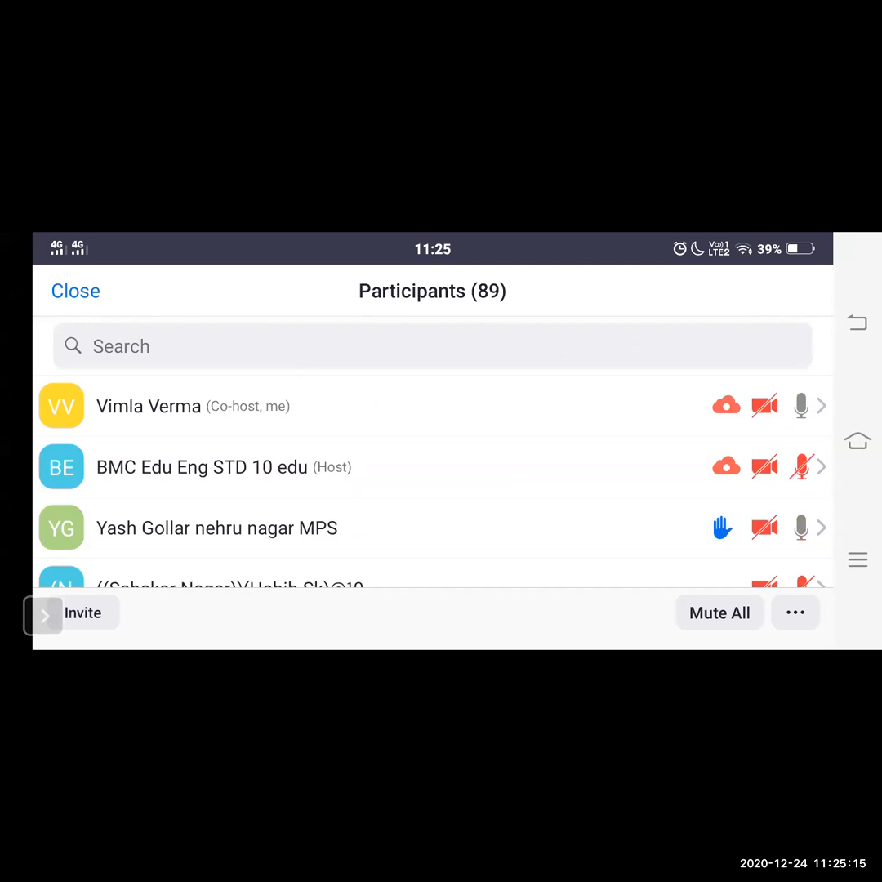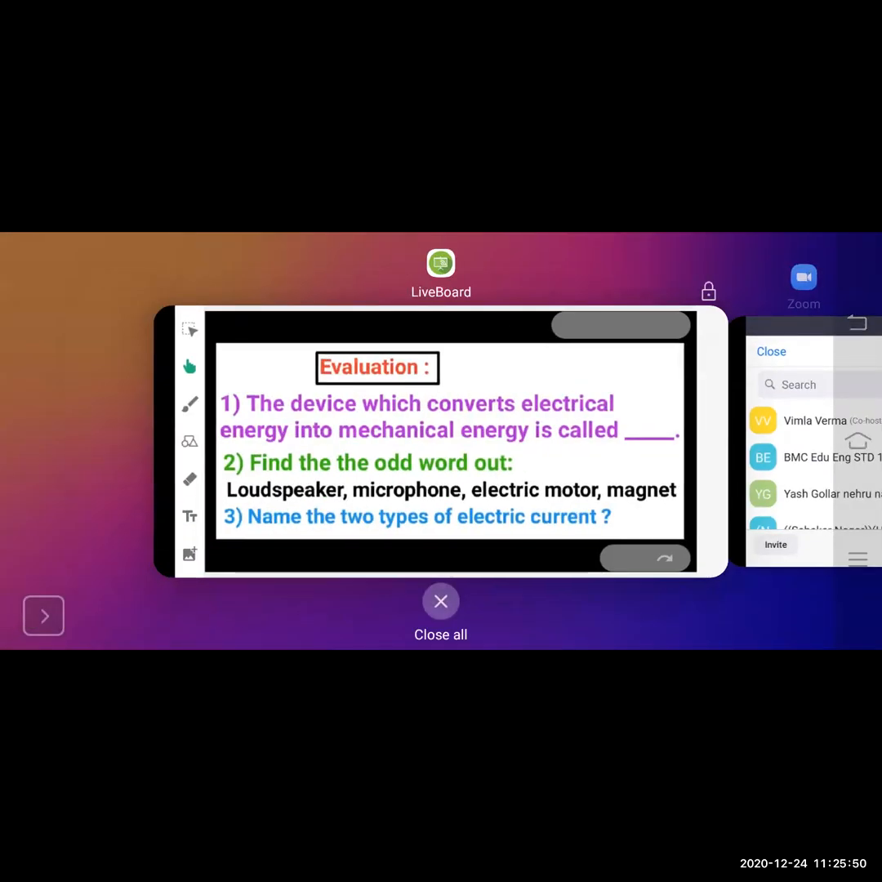Ma'am, the last one which you have explained, I didn't understand. Which part? The working of the electric motor, you didn't understand? Hello? Yes, what didn't you understand? Yeah, the working of it. The working of the electric motor. Yes. Okay, wait.